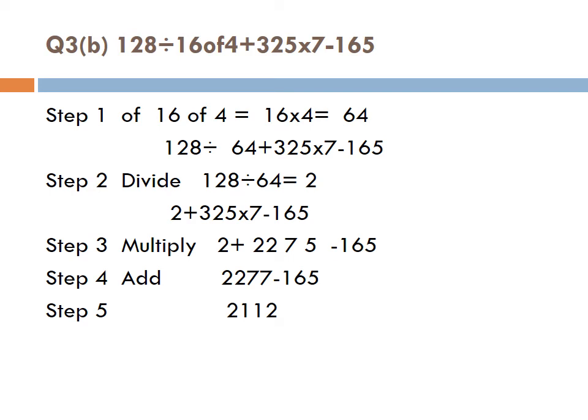2 plus 2275 minus 165. Add. 2277 minus 165. Step 5, subtract. Answer is 2112.